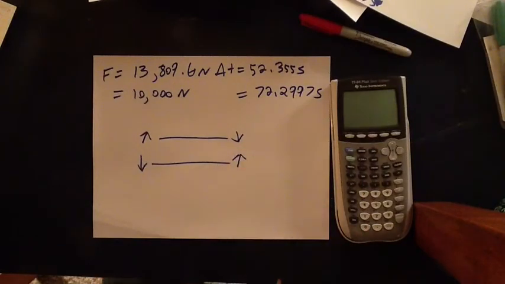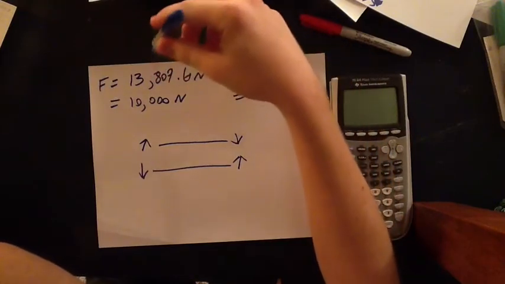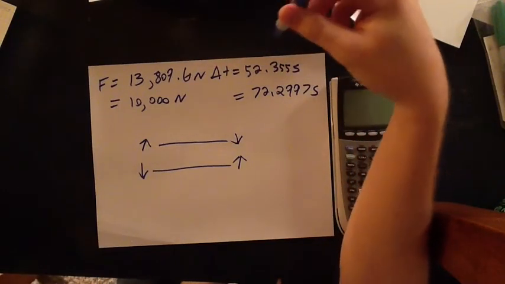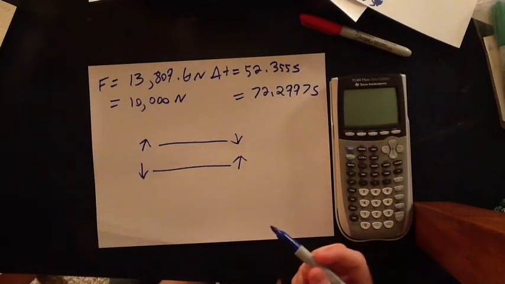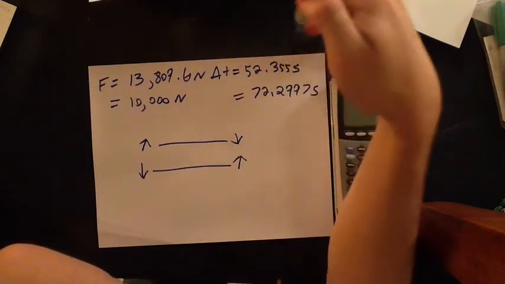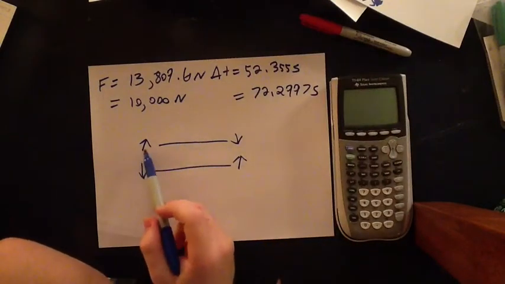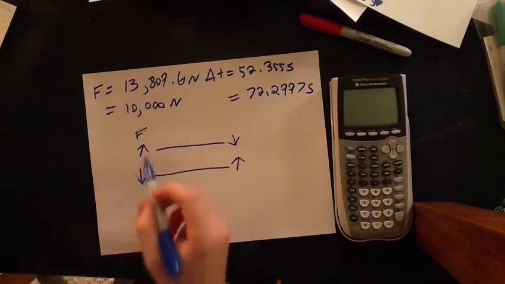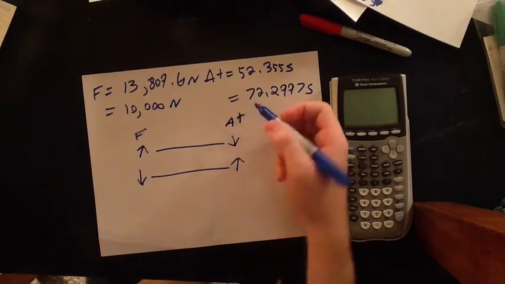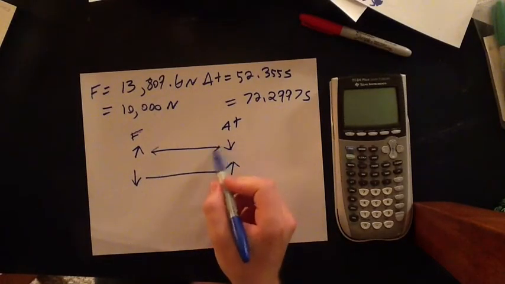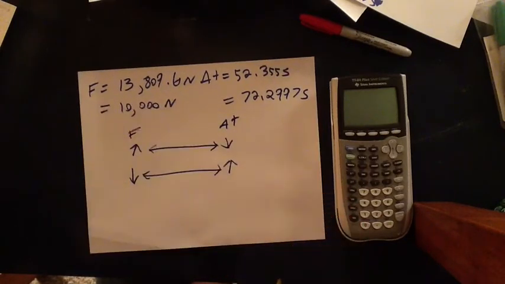Okay, so from that last equation we used, we know that the maximum force Batman can endure is 13,809.6 newtons, and that puts out a change in time of 52.355 seconds that this force has to be exerted over. So we changed it to 10,000 newtons, and we found that the change in time had to change also to 72.2997 seconds. So the force went from being a larger force in the first example to a smaller force in the second example, and therefore the change in time went from a smaller time in the first example to a larger time in the second example. This shows that force and change in time are inversely related, and that when going from a larger force to a smaller force, the time has to also change from a smaller time to a larger time.